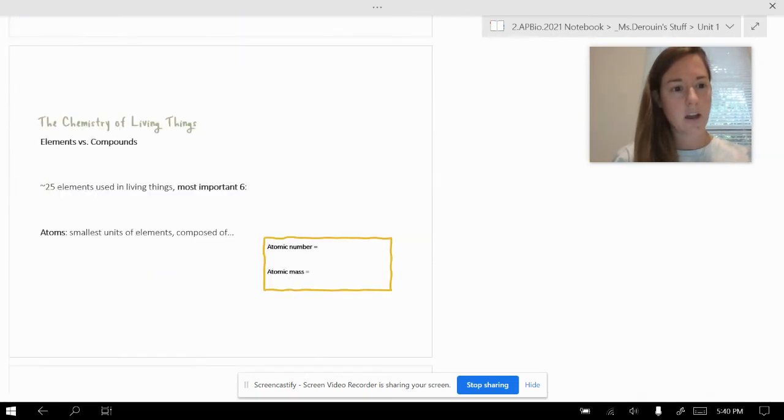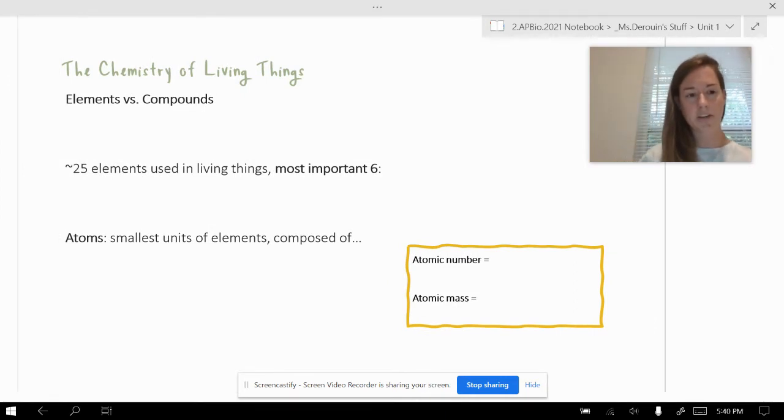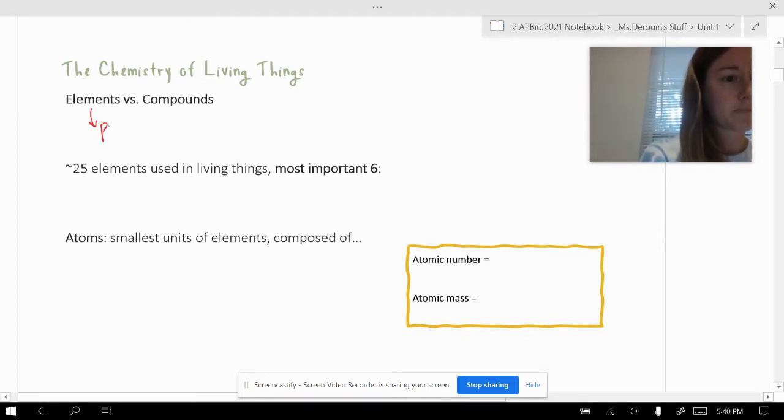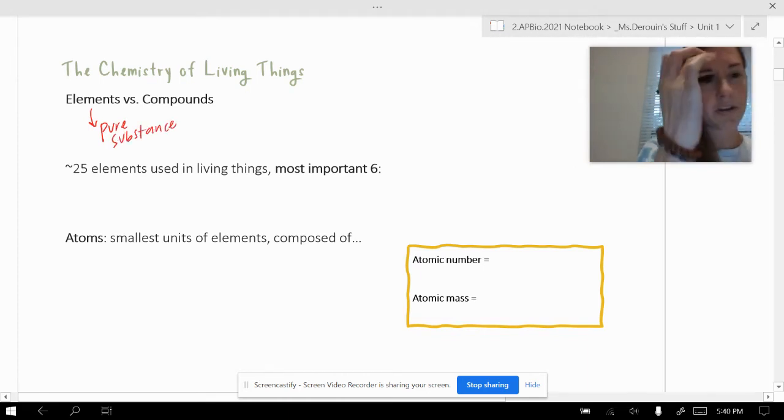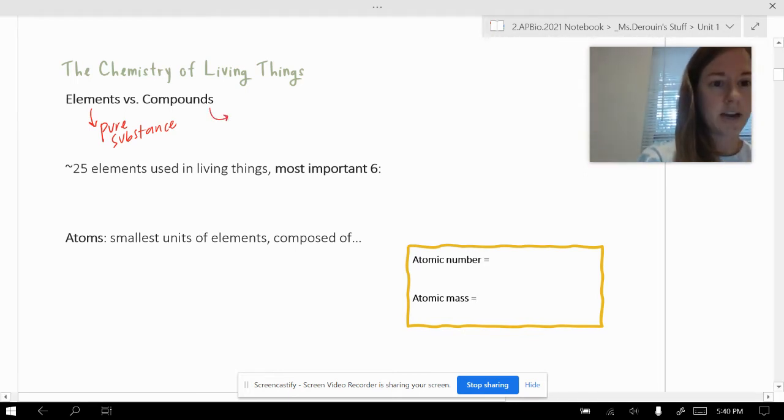Okay. All right. So we're just going to start out really basic, talking about the chemistry of living things: elements versus compounds. Elements, of course, are like the pure substance. They're all the little squares on the periodic table. And then your compounds are combining those elements through chemical bonding. So this would be combining elements using chemical bonds.